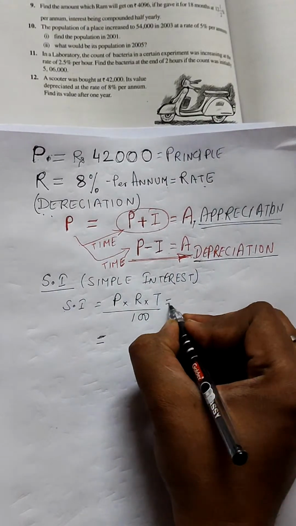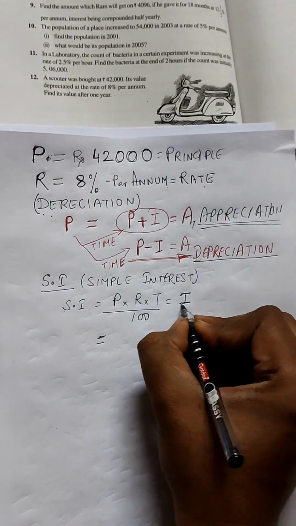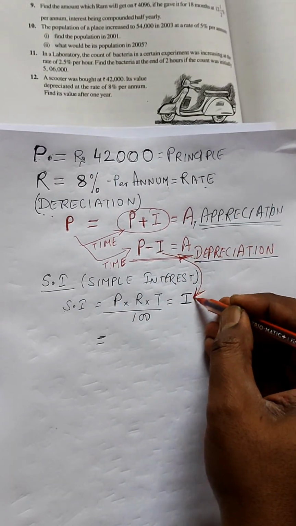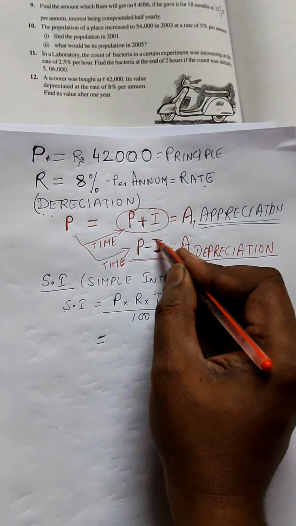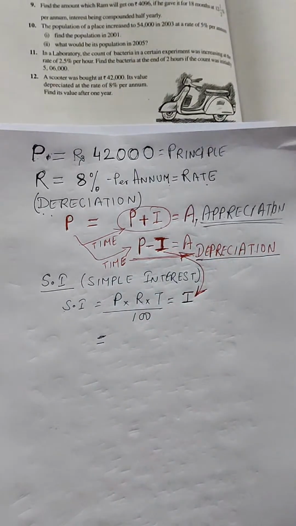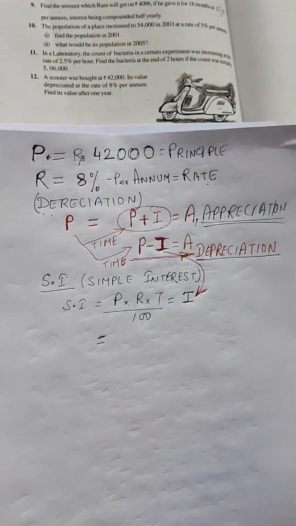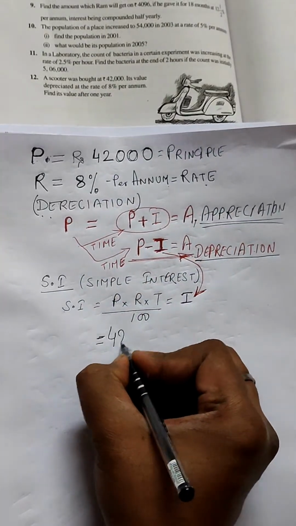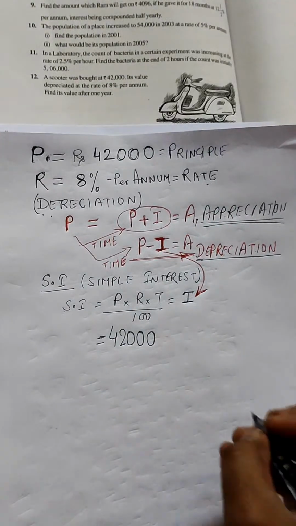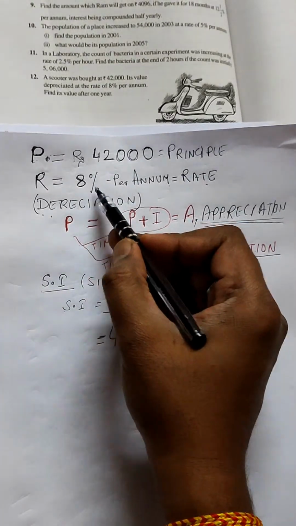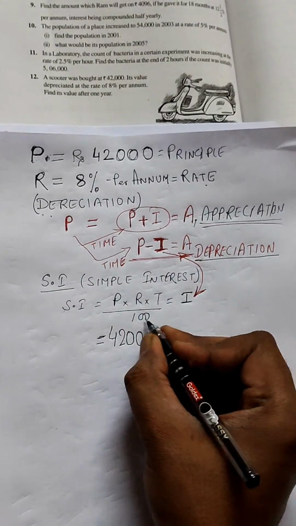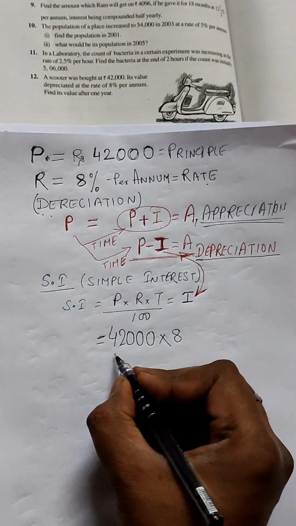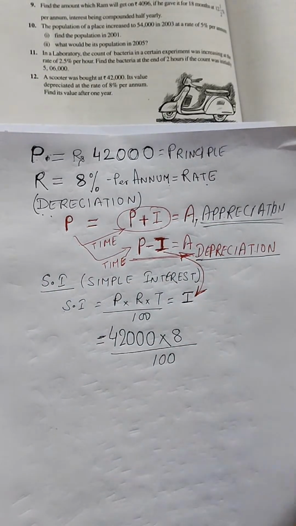This is the same I which is subtracted from the principal. Here you can see this I. So this will be the depreciation. Now, what is the value of principal? 42,000. Write the value 42,000, into rate. Rate is given to you as 8%. So 8, and this 100 is from the percentage. This percent you can see. So 8% will be like this.